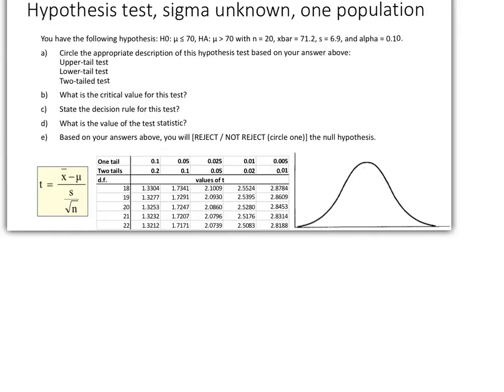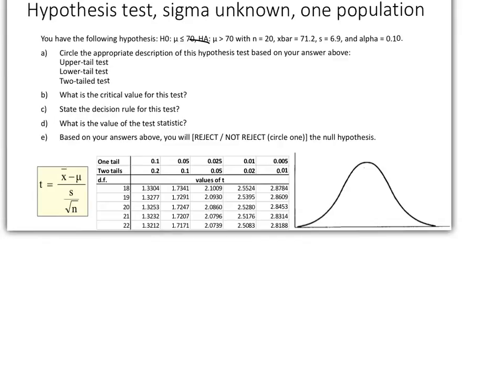This problem is a hypothesis test, sigma unknown for one population, and we are given the hypothesis statements up here as well as our sample results. So looking at our hypothesis statements, the null being that the mu is less than or equal to 70, the alternative is that it's greater than 70.